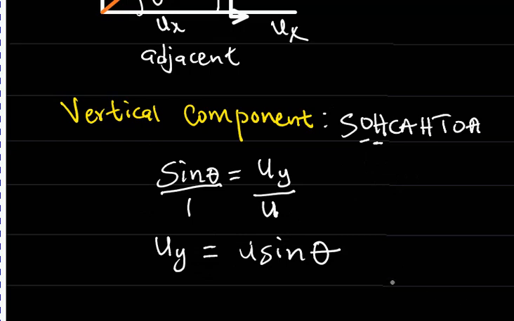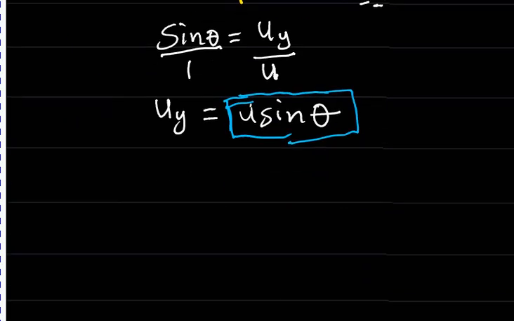So anytime I'm considering the velocity of a projectile in the vertical direction, all I need to do is multiply the velocity u by sine theta. That will give me the vertical component. Please take note of that, and we can also do that for the horizontal component.